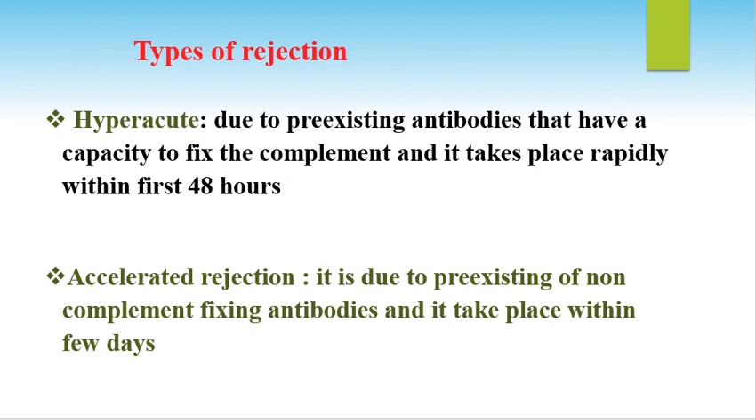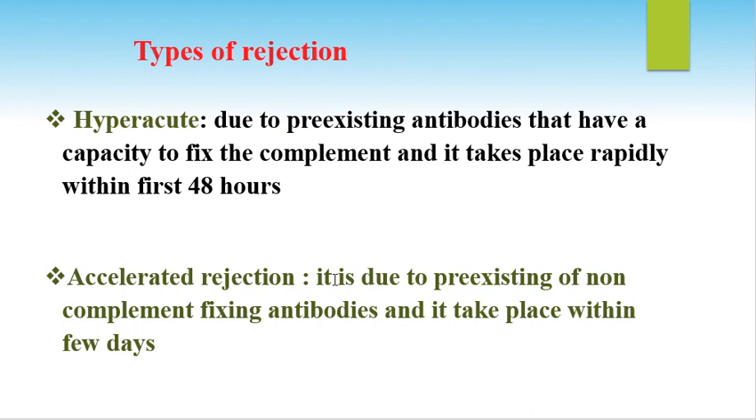Types of rejection. The most dangerous type of rejection is hyperacute, which is on-table rejection during performing the operation, and it is due to preformed antibodies that have the capacity to fix complement. It takes place rapidly, on table or within the first 48 hours.